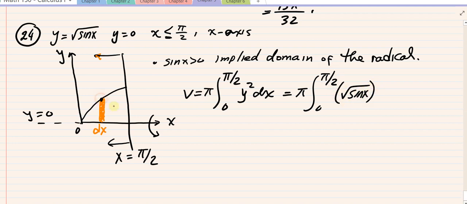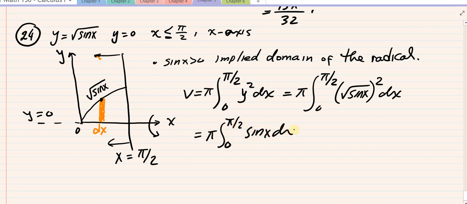Each disk will have different heights. The height is given by root sine x. That's why we allow it to be different. Squared dx. And square root of sine x squared is just sine x. That's the integral from 0 to pi over 2 of sine x dx. And the integral of sine is going to be negative cosine, right? And so that's negative pi cos x from 0 to pi over 2.